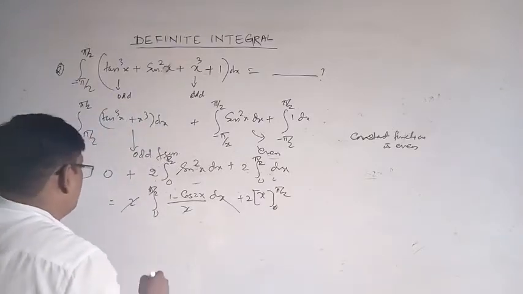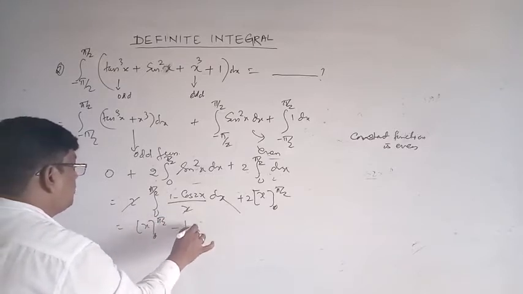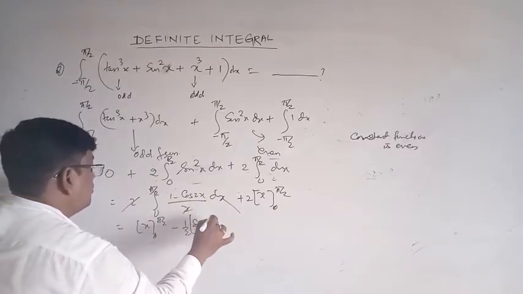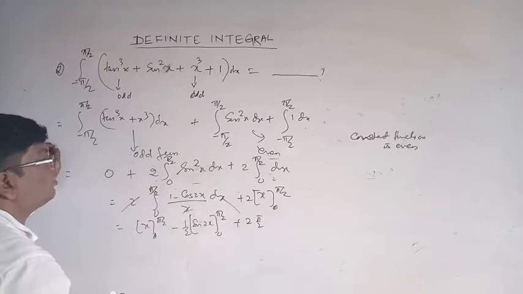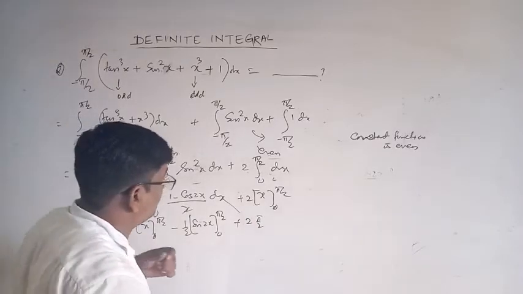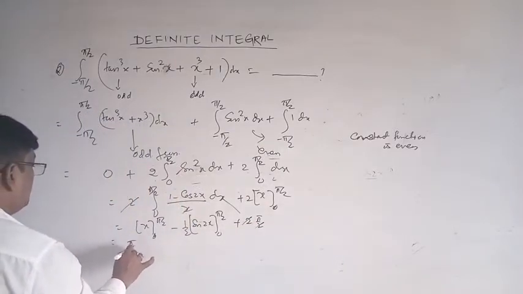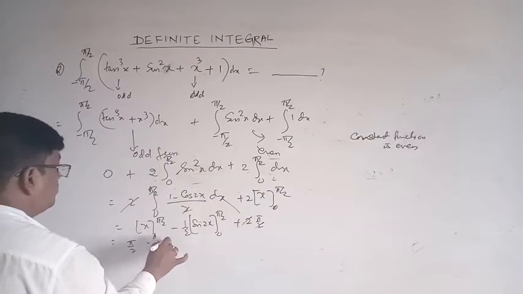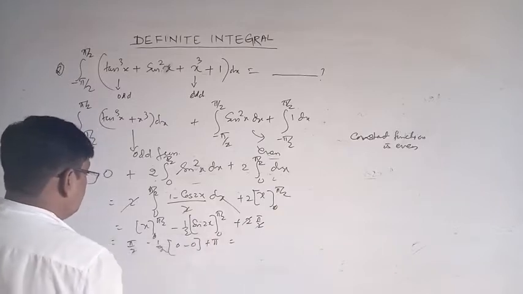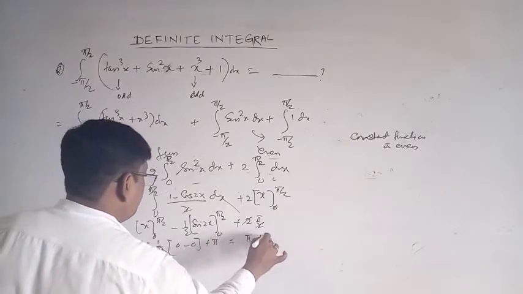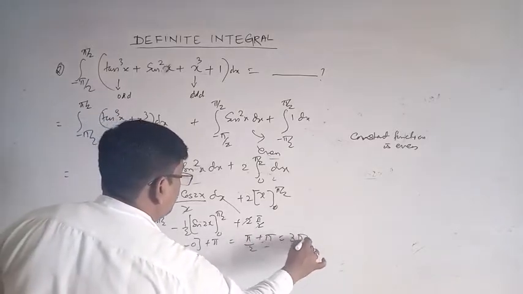Okay, so x from 0 to pi by 2, and minus 1 by 2 into sin 2x from 0 to pi by 2, and this is 2 into pi by 2, 2 into pi by 2. The 2s cancel, so this is pi by 2, and 1 minus 2 into sin 2 into pi by 2, sin pi is 0, so 0, and this is pi. So the answer is pi by 2 plus pi, 3 pi by 2, correct.